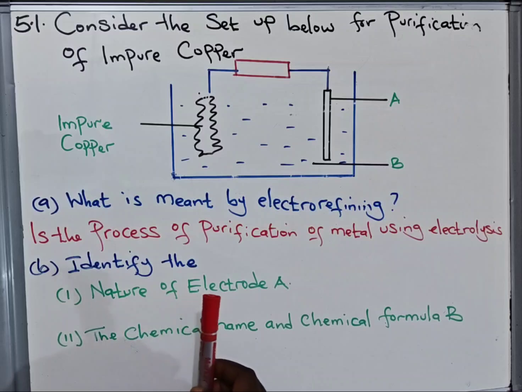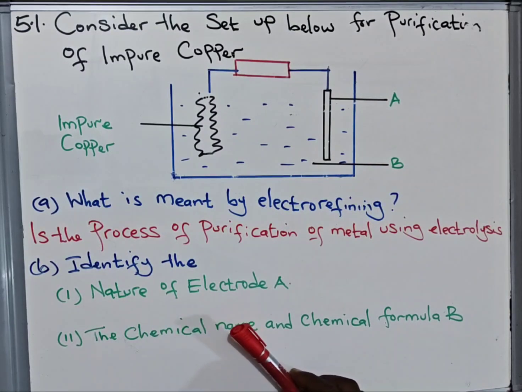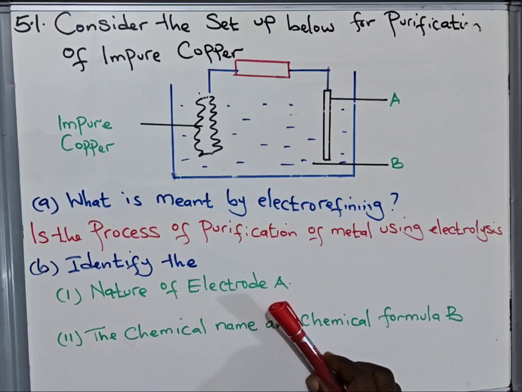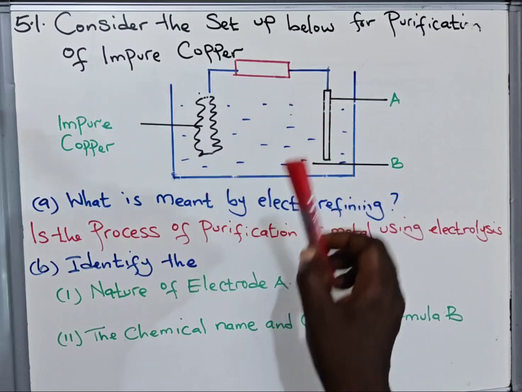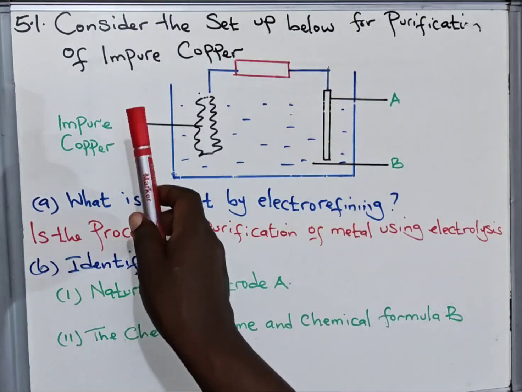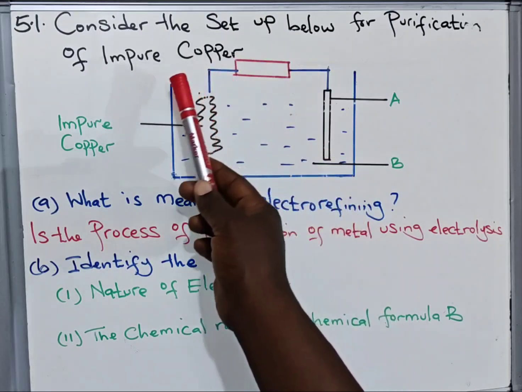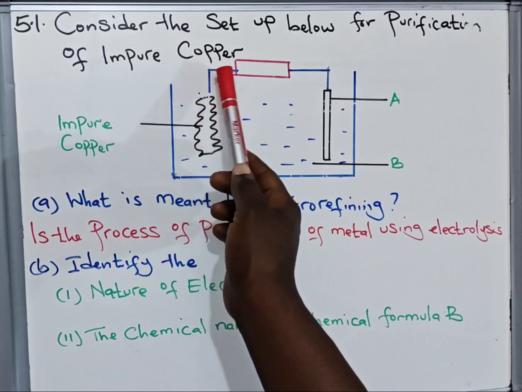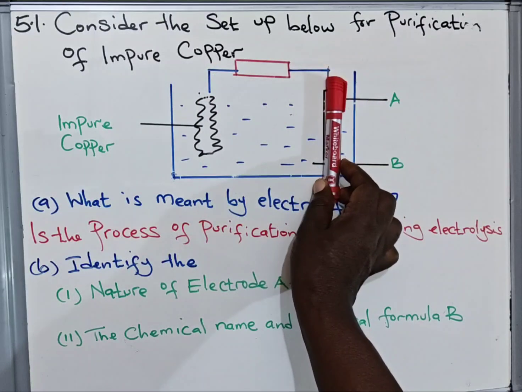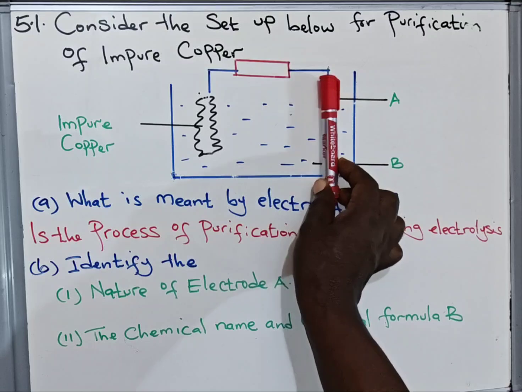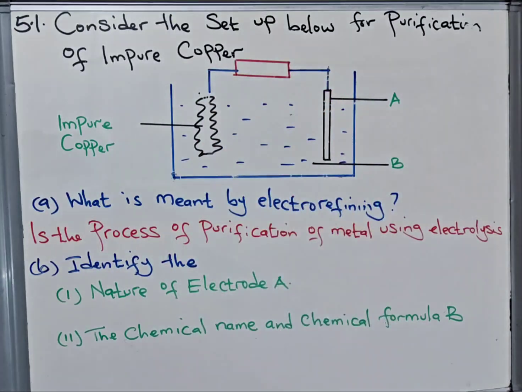Then we come to this question. It says, identify the nature of electrode A. And this is the electrode we are talking about. What is its nature? To get this answer, you have to first find out what metal we are purifying. The metal is copper. So if you are purifying copper, this electrode here must be copper. If this is impure copper, then this must be pure copper.